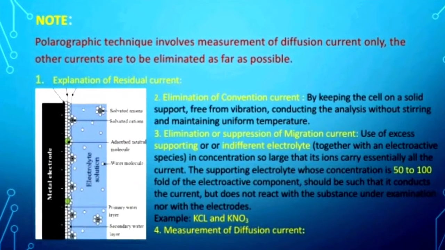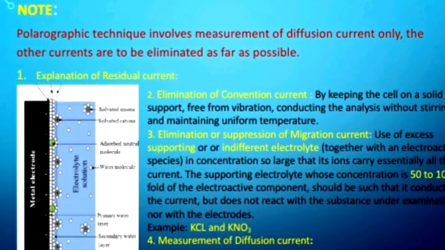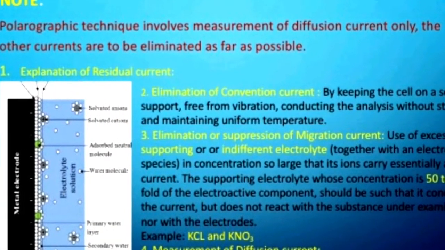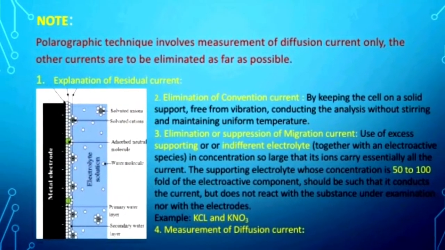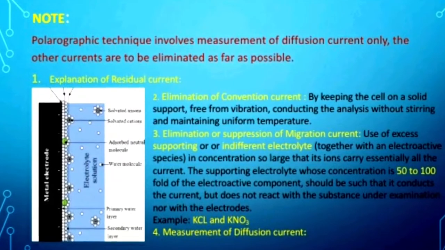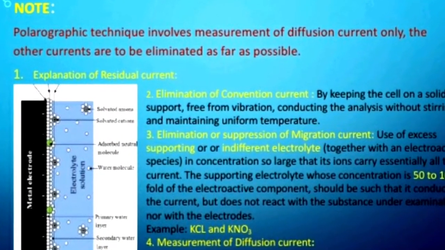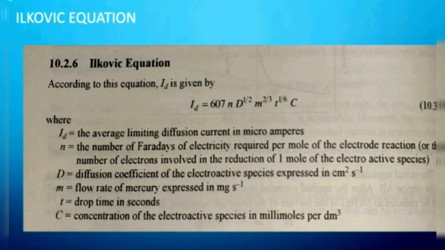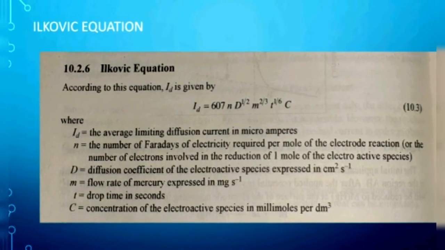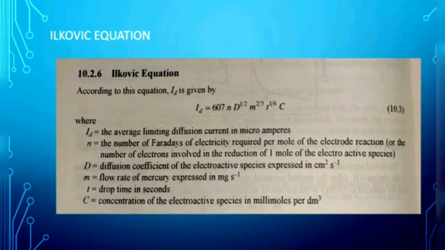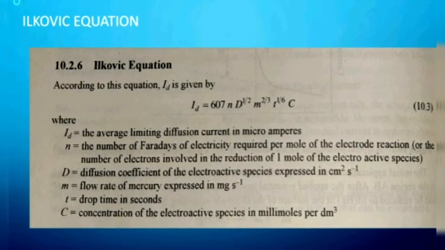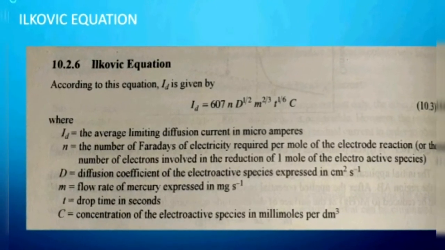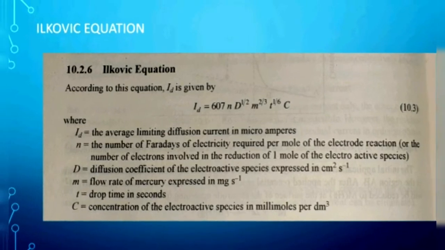These are ideal electrolytes. So after eliminating or suppressing the other three currents, we are left with diffusion current. This diffusion current can be measured using the Ilkovic equation, which is given as I suffix d is equal to 607 n D to the power half m to the power 2 by 3 t to the power 1 by 6 and C.